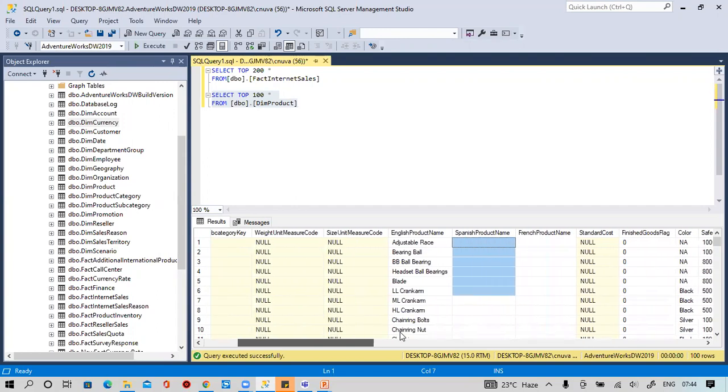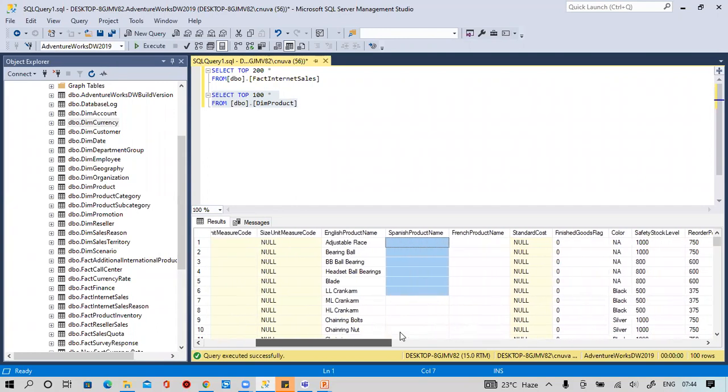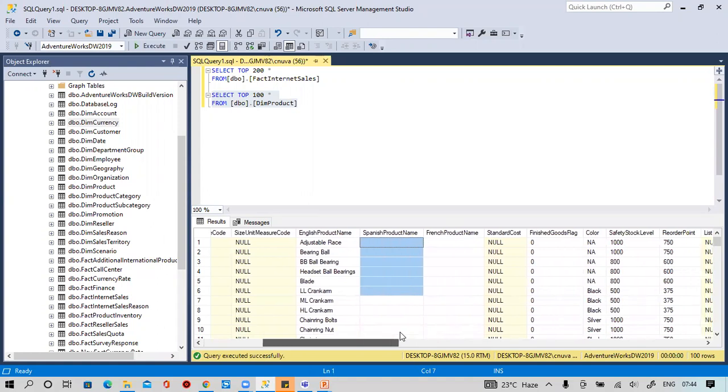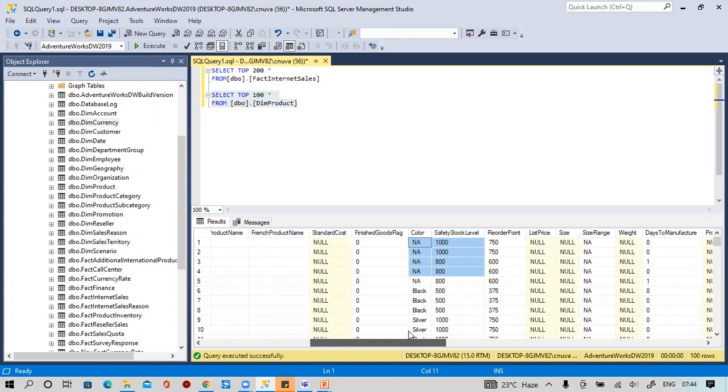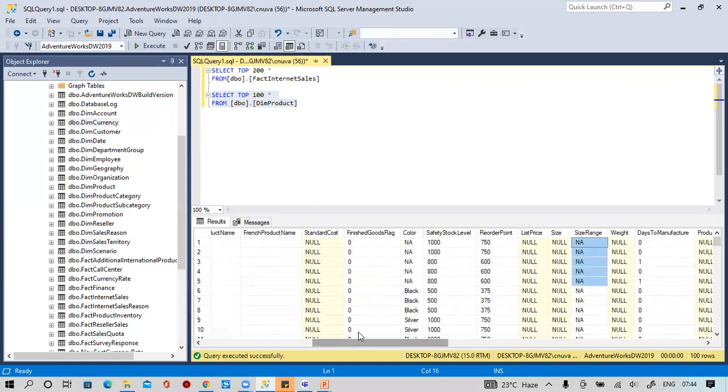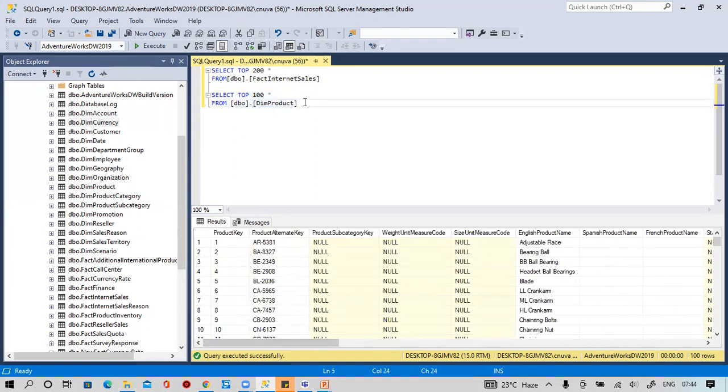As I said, it shows the dimension keys and its information and its properties and its color. Okay, as I said, look at the key, product key 310.